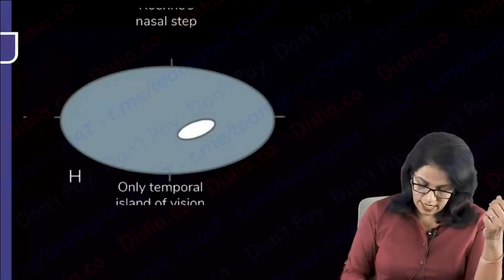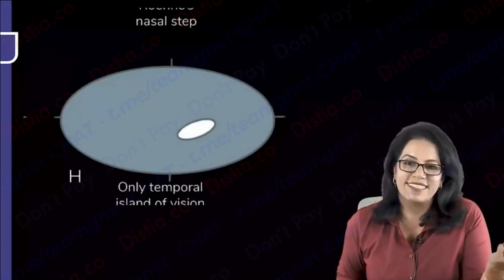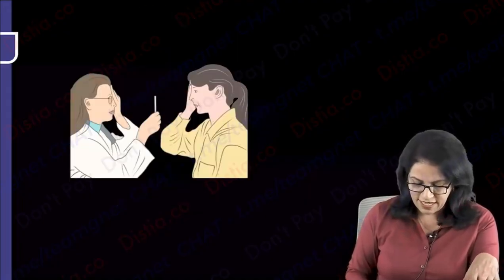Then we talk about, as I said, what is left behind at the last. It is showing here the temporal island of vision. So if you are going to make the diagram by your own hand, it will be more simple for you to understand and revise.